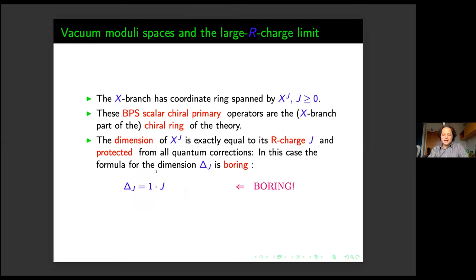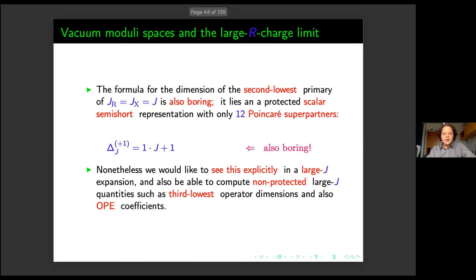And now the first thing you have to be careful about once you start analyzing these supersymmetric examples is that things which were interesting but tractable in the non-supersymmetric examples become trivial and boring in the supersymmetric examples. So you have to be careful to find something more interesting to do. The X to the J just has dimension J because it's BPS protected and it's an exact property of supersymmetry. The next lowest state with charge J is also a scalar and has dimension exactly J plus one, which is also boring.